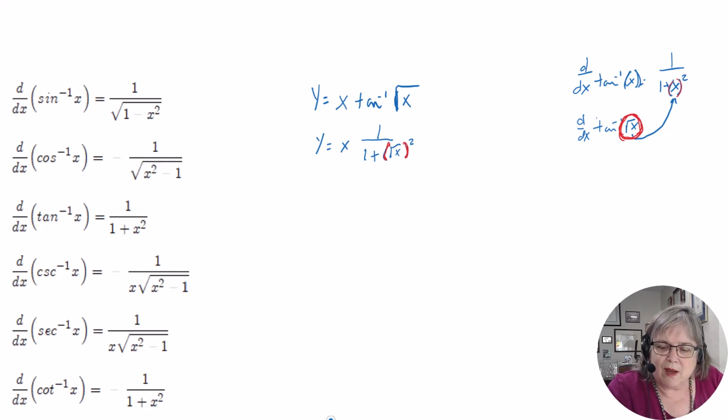So the square root of x is actually x to the 1/2, right? So we're going to take the derivative of that. Now this all gets multiplied on the outside. It's not down underneath, it's not down underneath here, okay? It's off to the side.